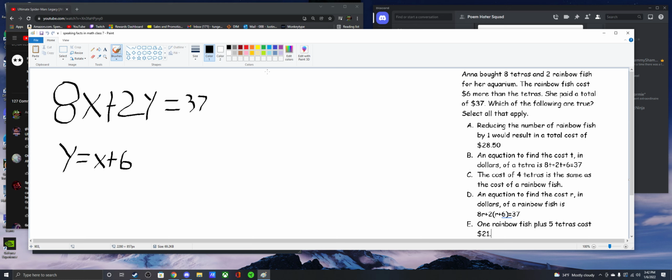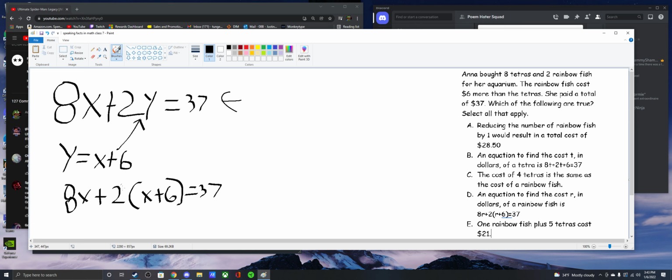So I've written down one of the equations over here. Given that, I'll say x is the tetra and y is the rainbow fish, so that's just the cost, meaning 8 tetra and 2 rainbow fish. We know that y, being the cost of the rainbow fish, is just x plus 6, so we can substitute this in for y over here. Let's do that. That gets us a new equation of 8x plus 2 parentheses x plus 6 equals 37.